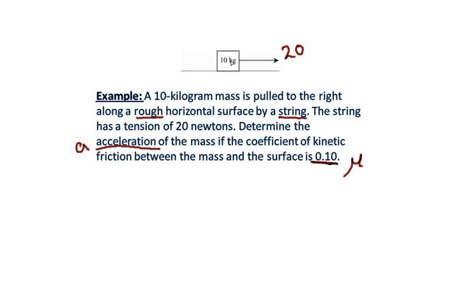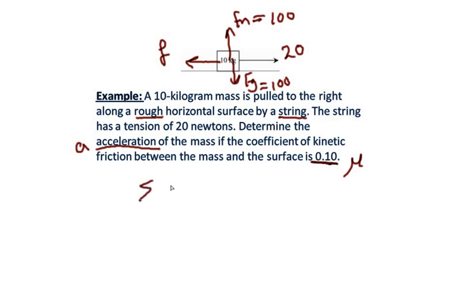Okay, firstly, let's construct the free body diagram of this object. We have 20 newtons to the right, the tension. The friction is to the left. Fn is up. And Fg is down. Because there is no movement in the vertical direction, Fn and Fg are equal. So Fg here is 100, 10 times g. Therefore, Fn will be also 100.